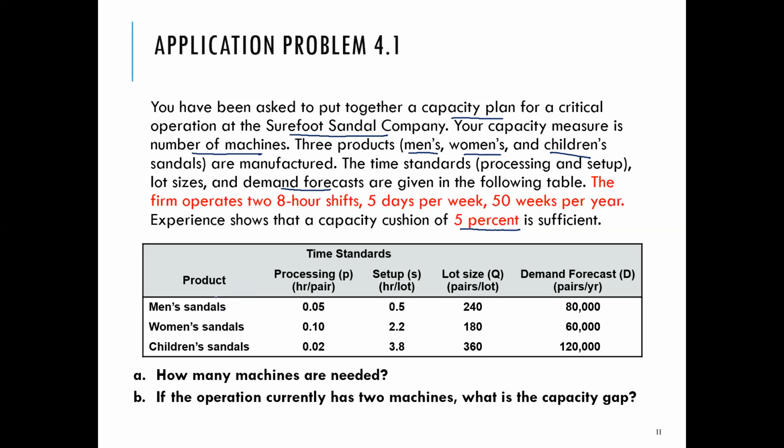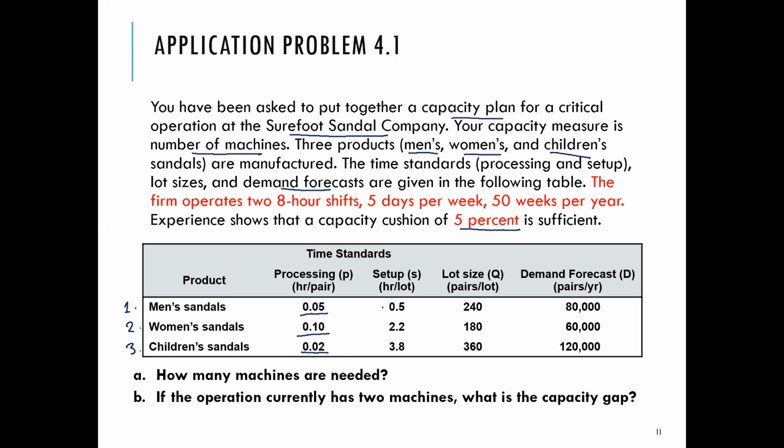So basically, as highlighted over here, we have 3 different products that are made in this company. Number 1, the men's sandals. Number 2, the women's sandals. And number 3, the children's sandals. Now, for men's sandals, it takes 0.05 hours to make a single pair. Similarly, it takes 0.1 hours to make a single pair of women's sandals. Now, 0.1 hours is 6 minutes, 0.05 hours is 3 minutes. And to make a pair of children's sandals, it takes 0.02 hours. Now, these are the processing times that are given to us.